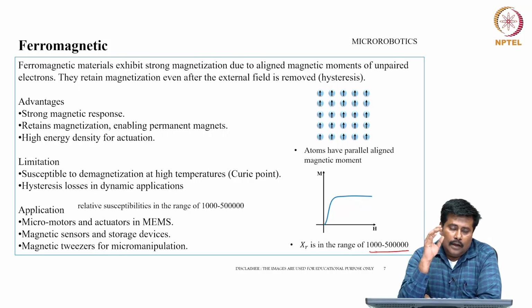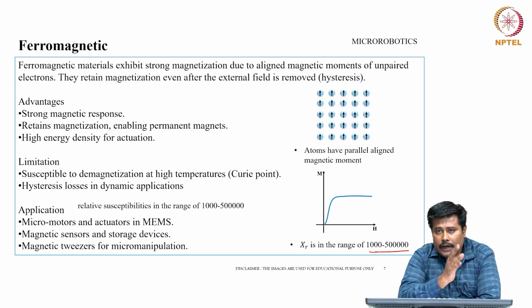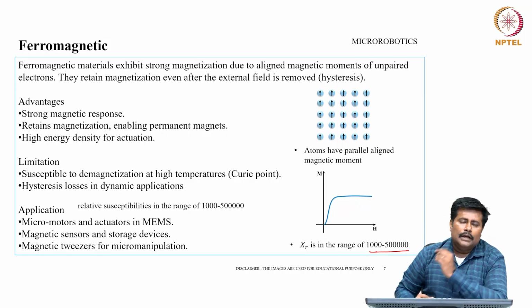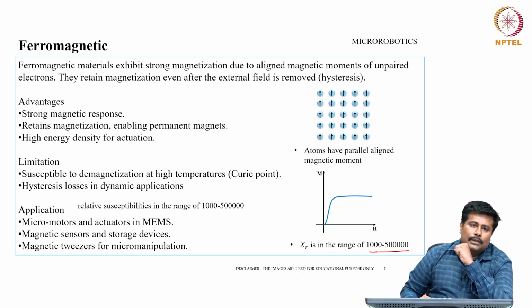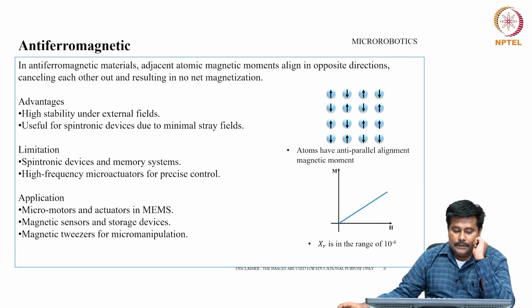Ideally, ferromagnetic systems are considered to be standard systems which are efficiently deployed for micro robotic applications, especially magnetic tweezers for micromanipulation, which are considered to be one of the key applications.